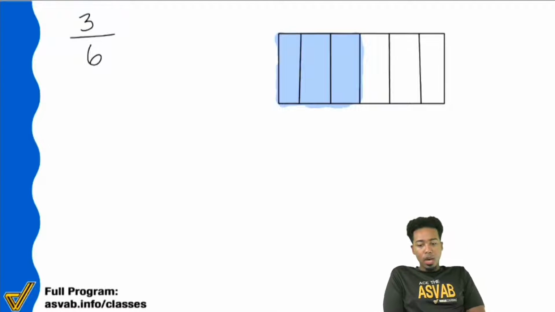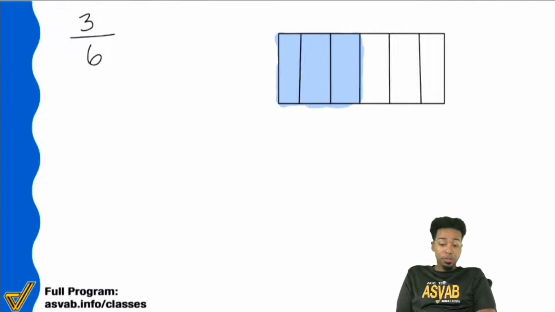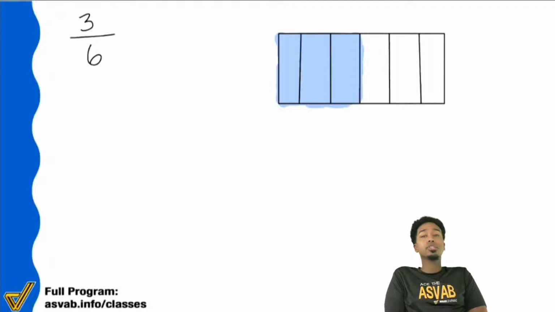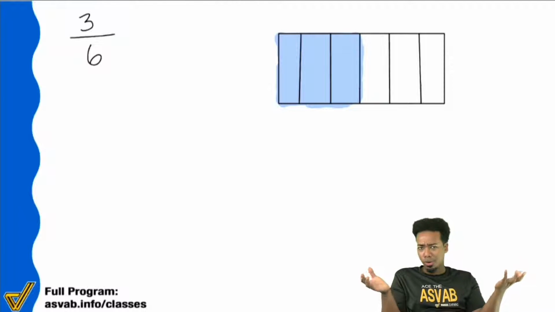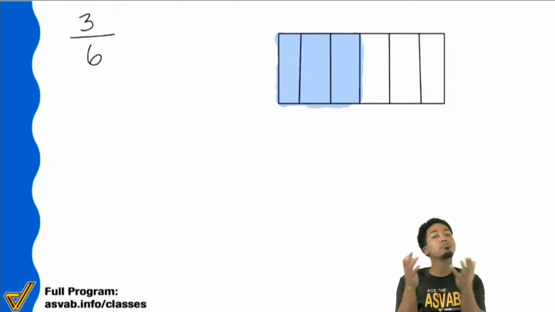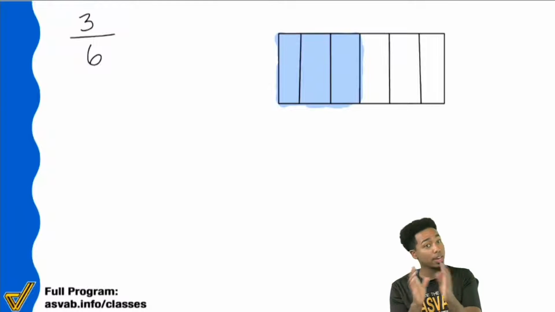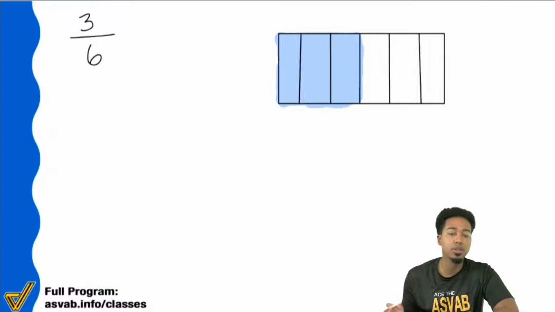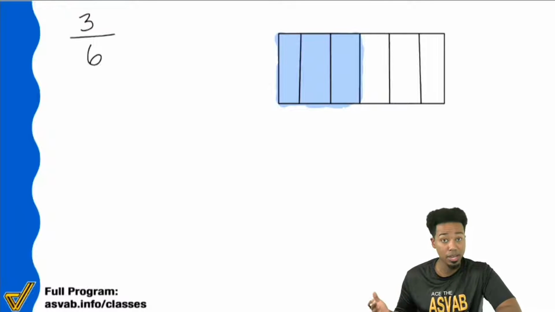Okay, great. Everybody here is on the same page. That was 3 out of 6. It wasn't hard math to do at all, right? We just had to count. Seems pretty straightforward. I think we can all agree on that, hopefully. Now, let me show you where simplifying fractions comes into play.